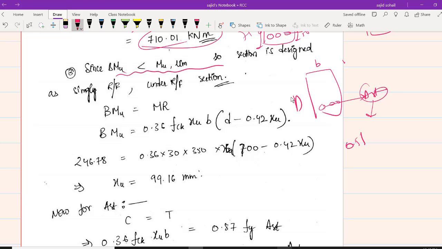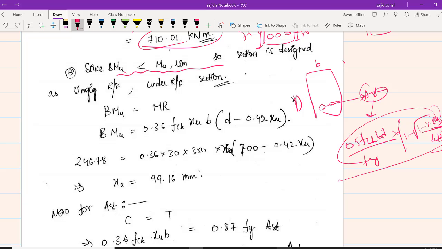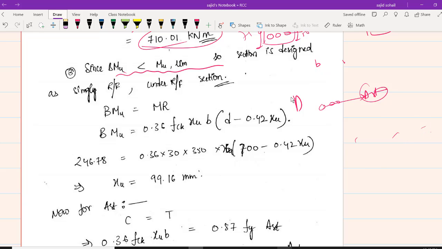What is that? 0.5 FCK BD divided by Fy into 1 minus under root 1 minus 4.6 BMU divided by FCK BD square, if I am not wrong. एक बार क्रॉस चेक कर लेना, काफी इंपॉर्टेंट फॉर्मूला है, you should never forget it. 0.5 FCK BD by Fy into 1 minus under root 1 minus 4.6 BMU divided by FCK BD square. So directly also you can get it. Up to you what method you want to follow. Let us do in both the ways and check.